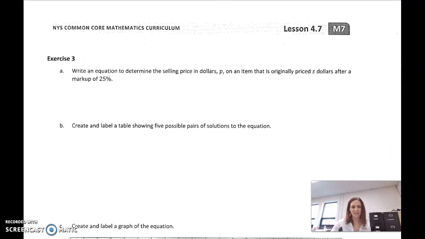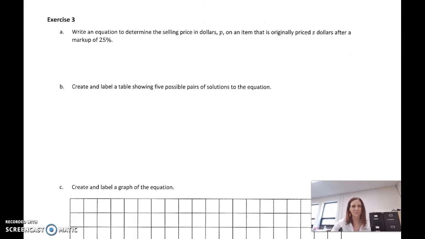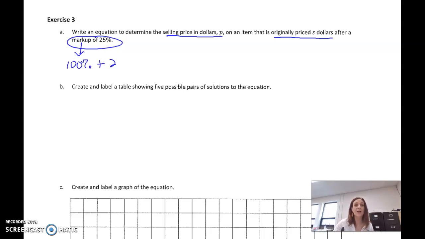All right, last example here. It says write an equation and determine the selling price in dollars, P, on an item that is originally priced S dollars after a markup of 25%. Well, if it's a markup of 25%, remember we're paying 100% of the original price plus a 25% markup. So we're actually going to be paying 125%. Now, we're going to be paying 125% of the original price.